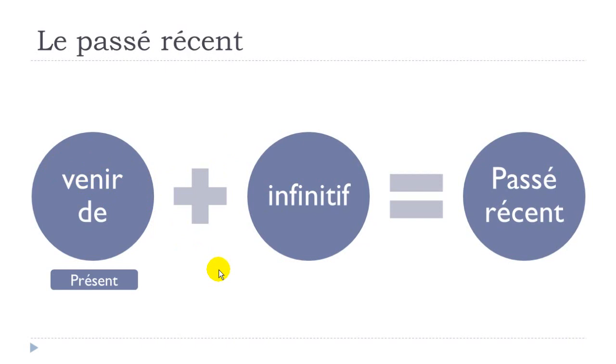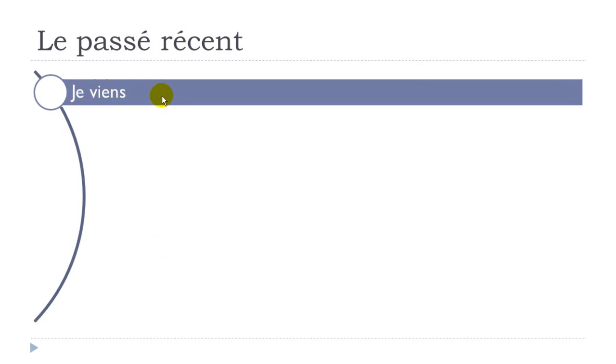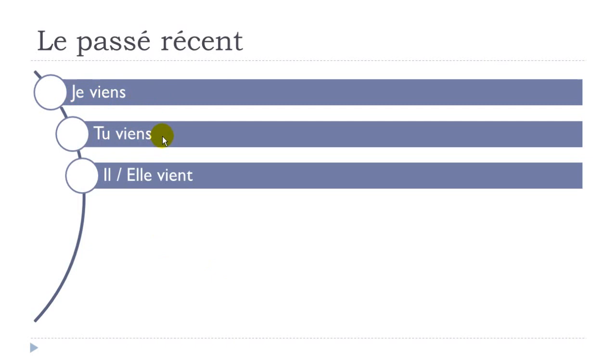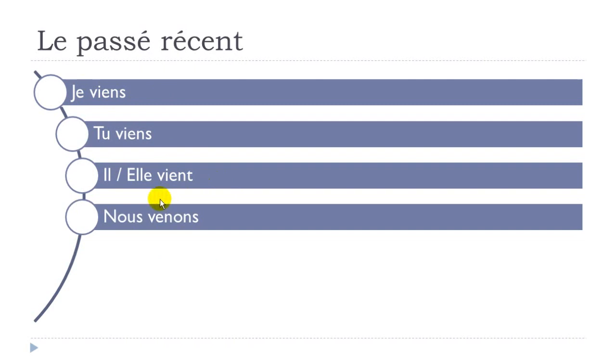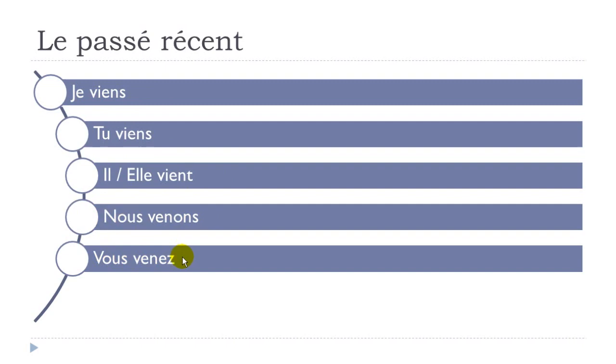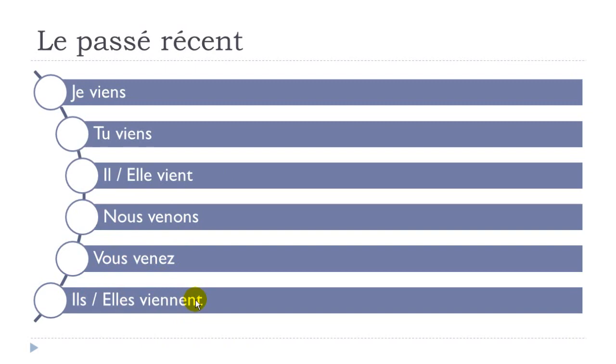Here it comes. So at the present tense, it's je viens, tu viens, il vient, elle vient, nous venons, vous venez, ils viennent, elles viennent. All right, so let's see that one more time. Je viens. Final S not pronounced, okay, and when you combine this IEN, you get this yin, yin.